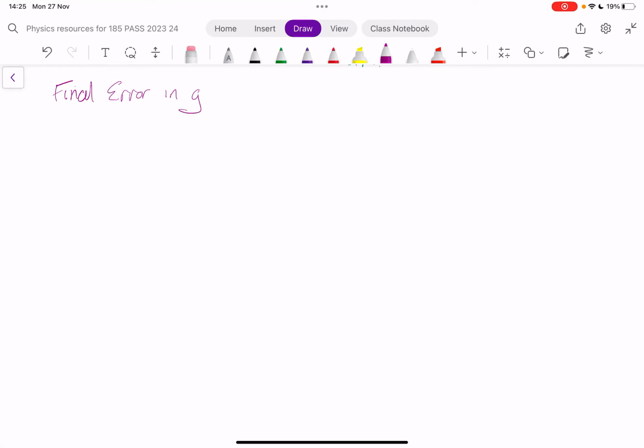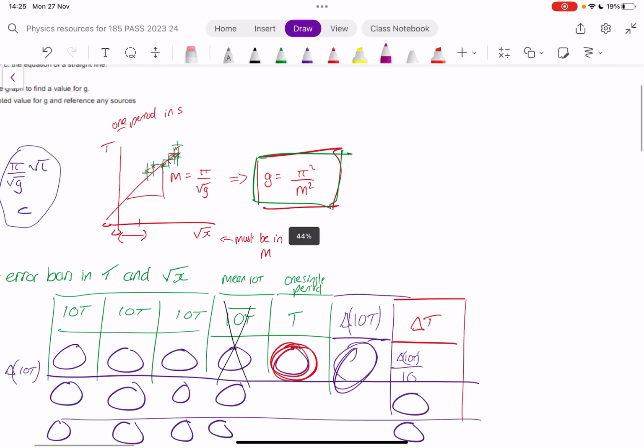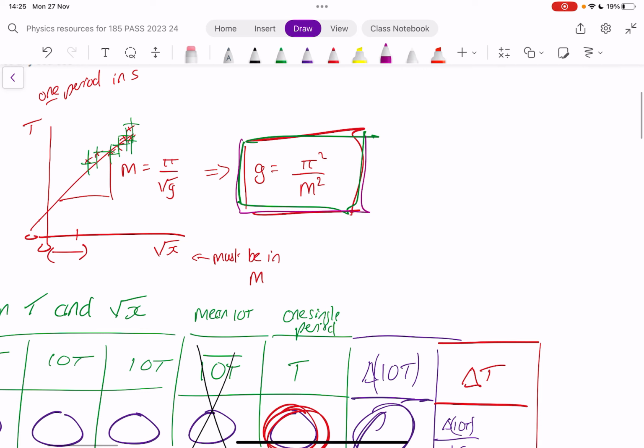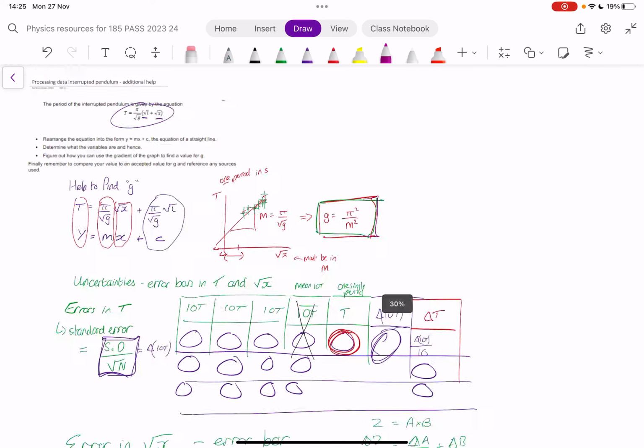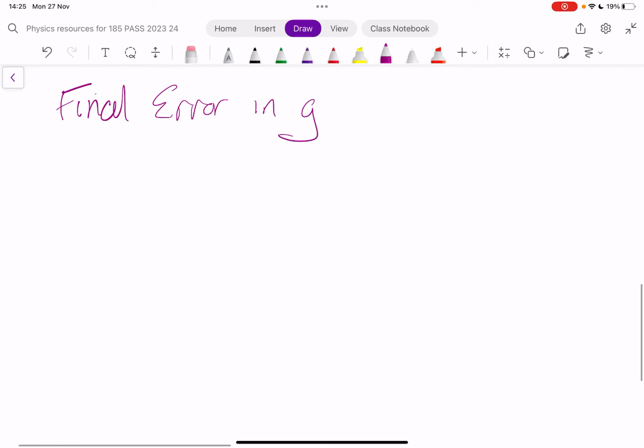So finally, we need to work out what the uncertainty, the error, in our final value for G is. Now remember, we worked out the value for G here based only on the gradient. G equaled pi squared over m squared. So if we apply the same idea of working out uncertainties to that, G equaled pi squared over m squared.